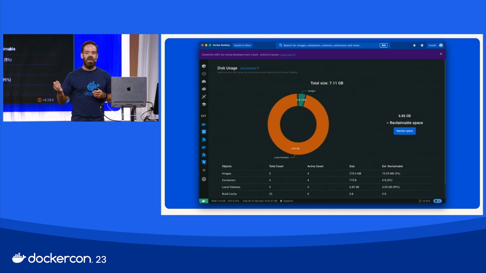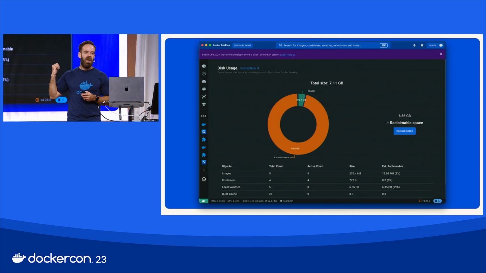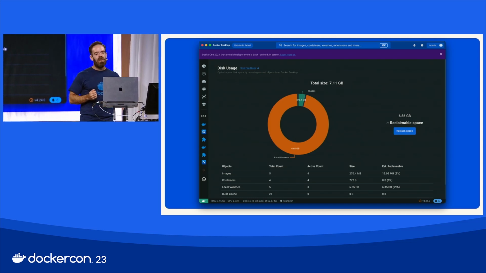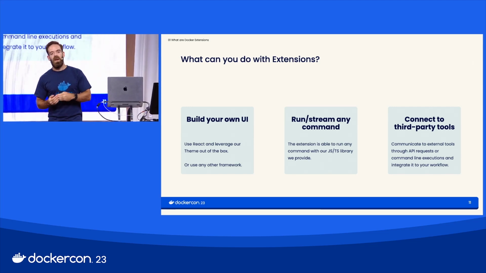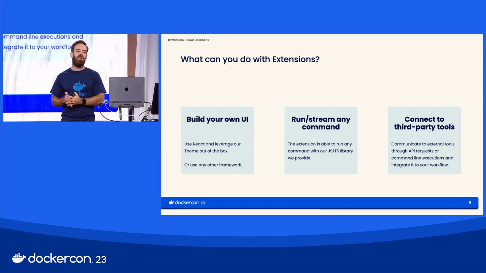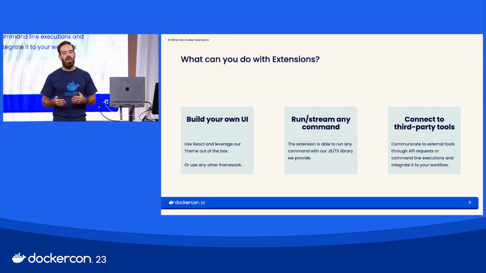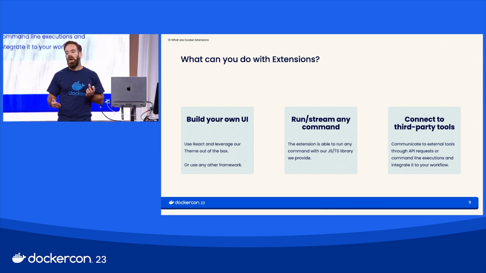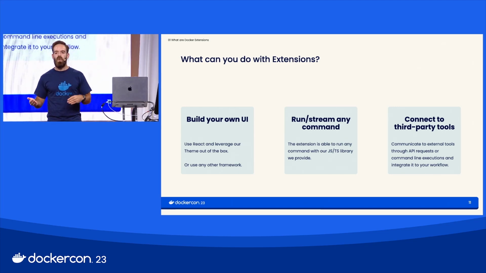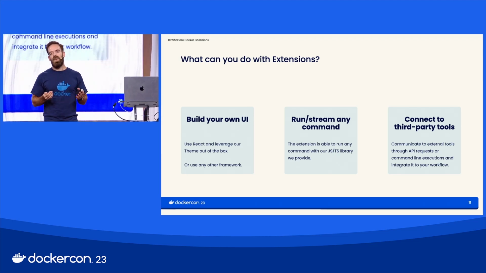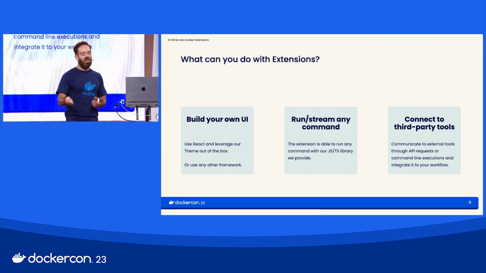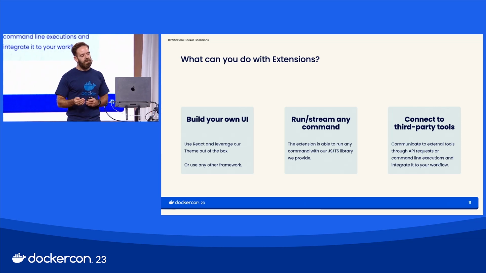So how exactly does this extension improve the workflow? What capabilities does it have under the hood? With extensions, you can build your own UI inside Docker Desktop. You can use any framework that you want to build that UI, but we highly recommend React. We use React internally at Docker, and we also have some templates already pre-built with React that you can use. And it's also leveraging our Docker Desktop theme that we also provide as part of the Extensions SDK.